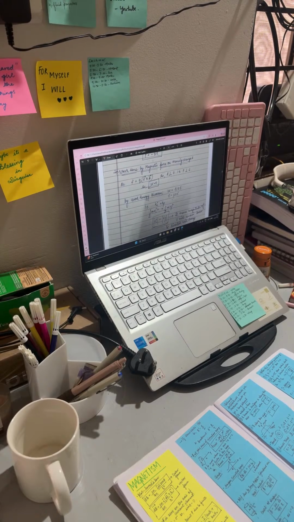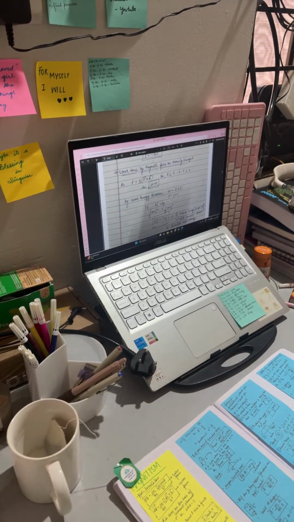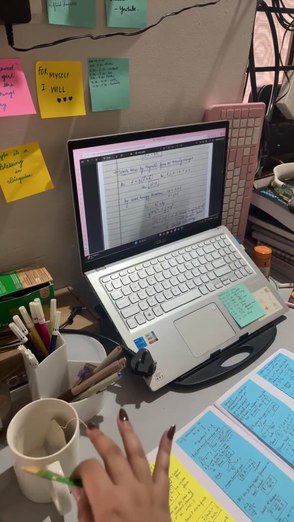And I'm looking for a few websites where I can practice questions related to physics as well. I guess my setup is almost done. I just need to put my green tea in here.